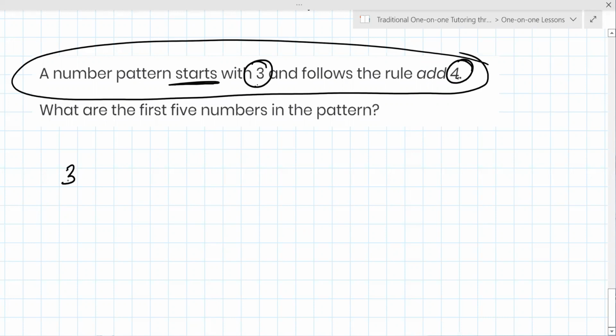3. Now the rule add 4 means you're going to add 4 to this number. Can you tell me what 3 plus 4 equals? 6. Try again. 7. How about 7 plus 4? What does that equal? 11. Okay, good. How about 11 plus 4?